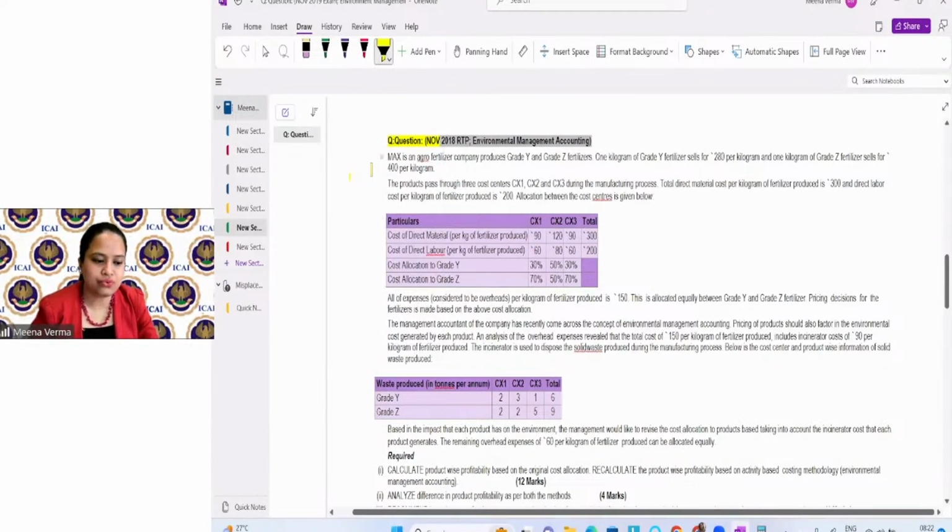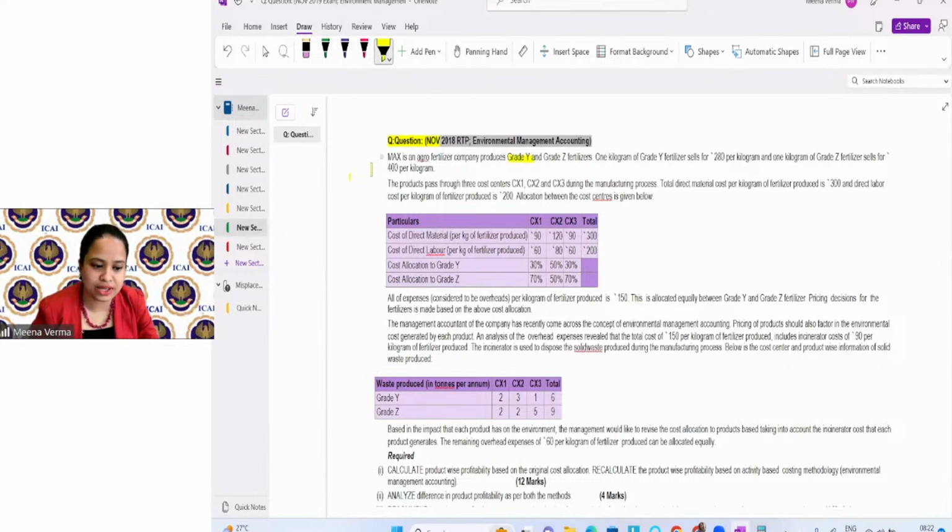Max is an agro fertilizer company, produces grade Y and grade Z fertilizer. So there is a company and the company is producing two types of fertilizer, grade Y and grade Z. 1 kg of grade Y fertilizer sells for rupees 280 per kg. The selling price is given. And 1 kg of grade Z fertilizer, the selling price is 400 rupees per kg. So you can see the sale price is given here.